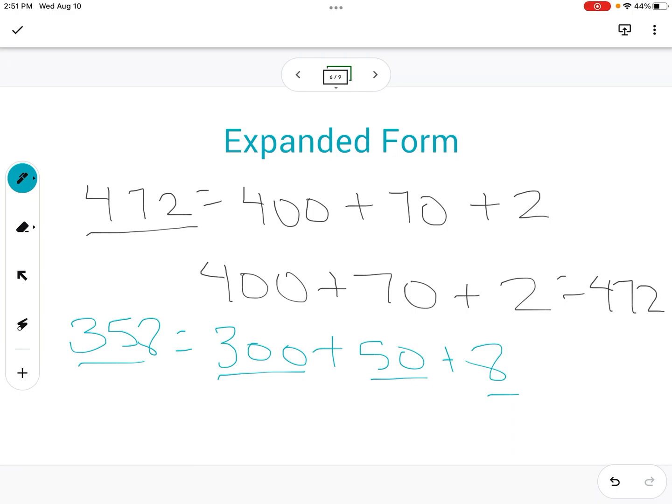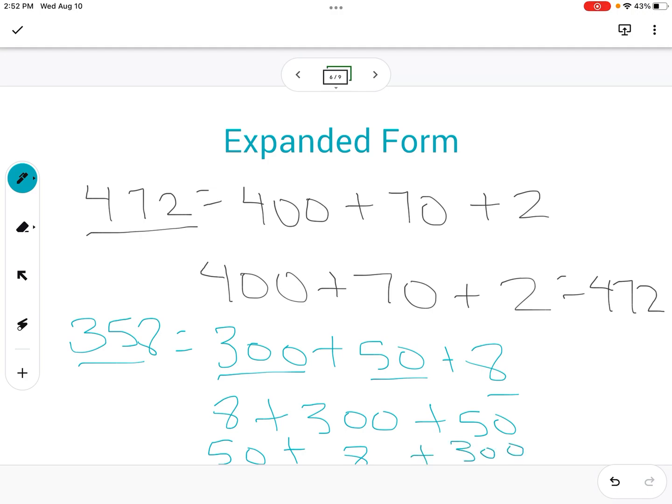A big thing here too is to have them pay attention to it. Some of them in our problem sets will have it where maybe it was listed as 8 plus 300 plus 50, or maybe they may have had 50 plus 8 plus 300.